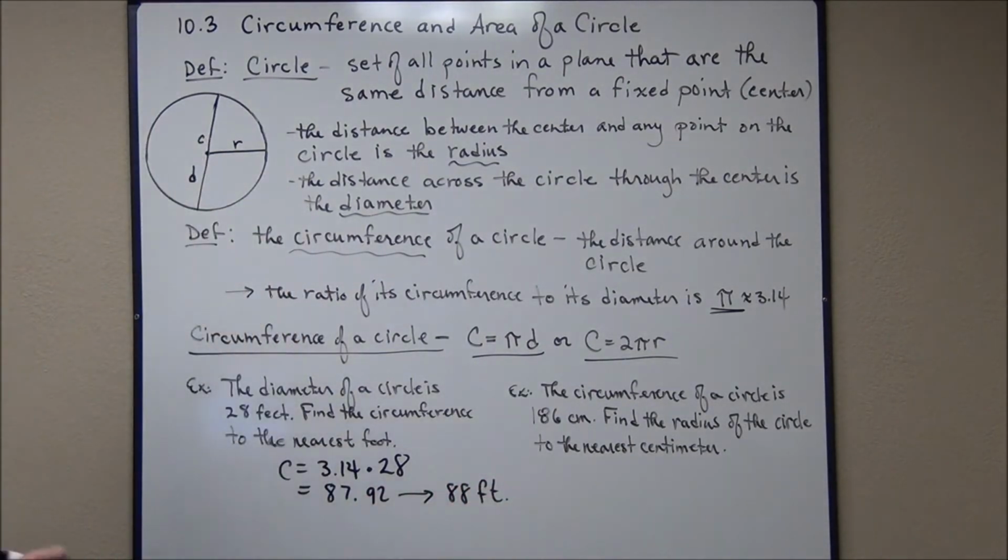Now notice it's not 88 square feet, it's not area, it's like perimeter, it's a linear distance, it's one-dimensional, so it's just in feet or just in meters or just in centimeters or just in inches, depending on the units.